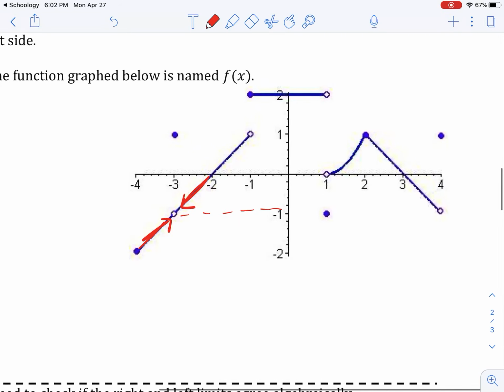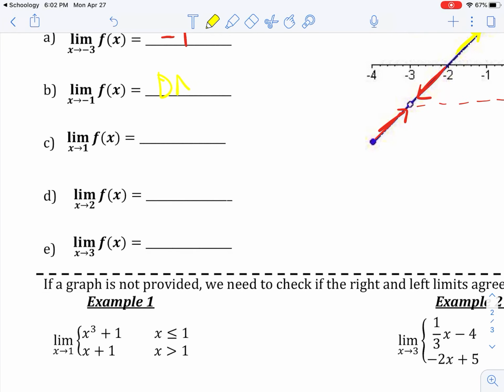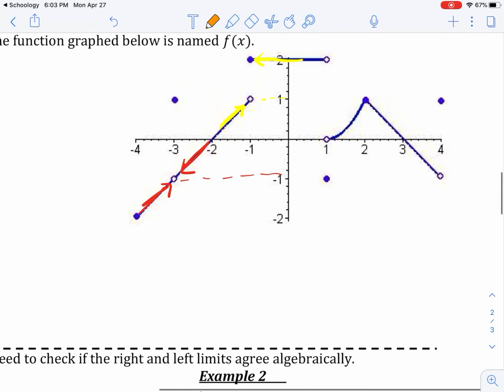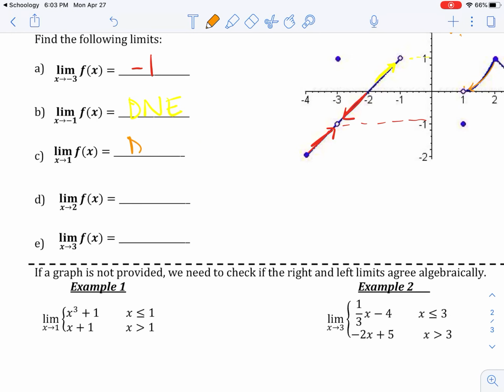All right, now we're going to do the limit as x approaches -1. So where's -1? Right here. We're going to approach -1 from the left and from the right, and we're approaching 2 different y values. This is 1, and this is 2. So here the limit does not exist. All right, next one, the limit as x approaches 1. Approach 1 from the left, approach 1 from the right, and you're approaching 2 different y values once again, so the limit does not exist.